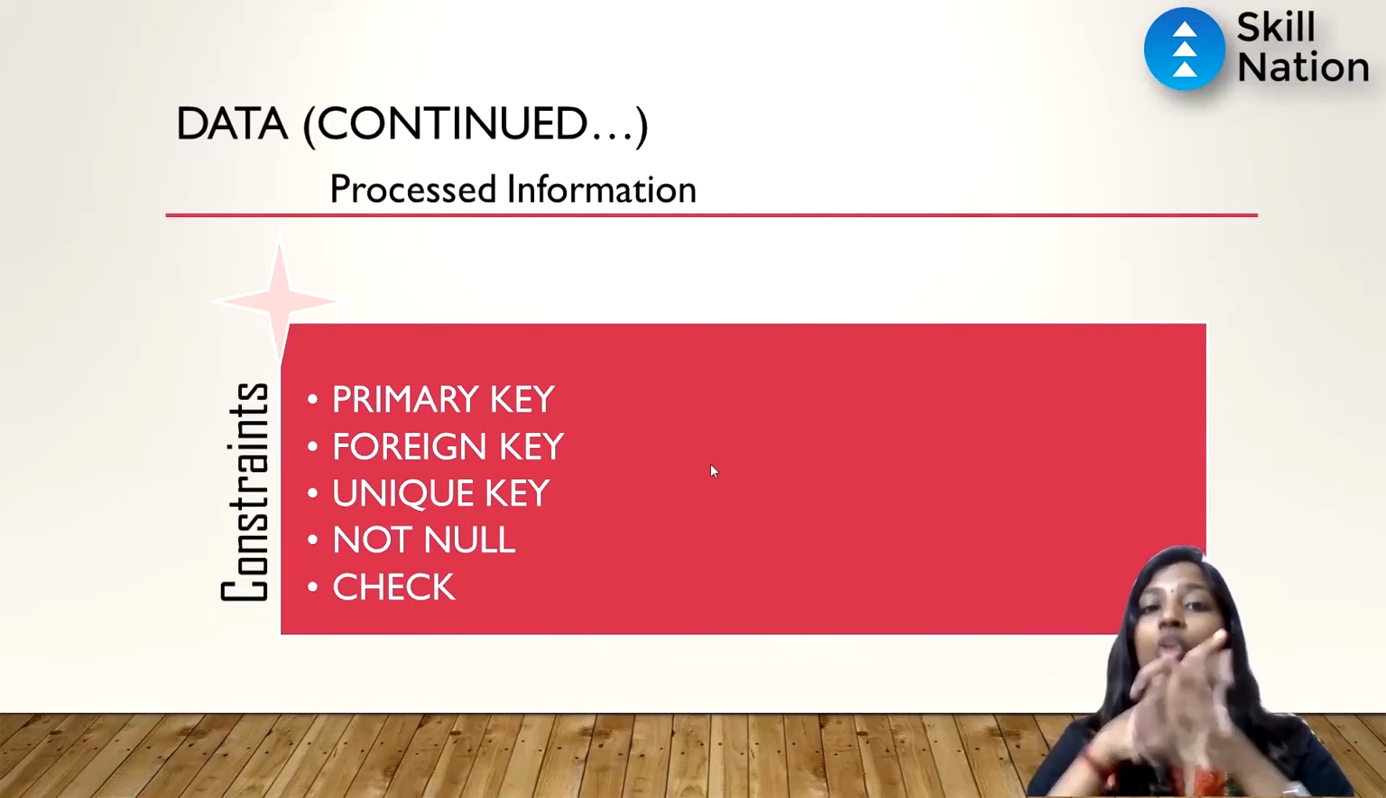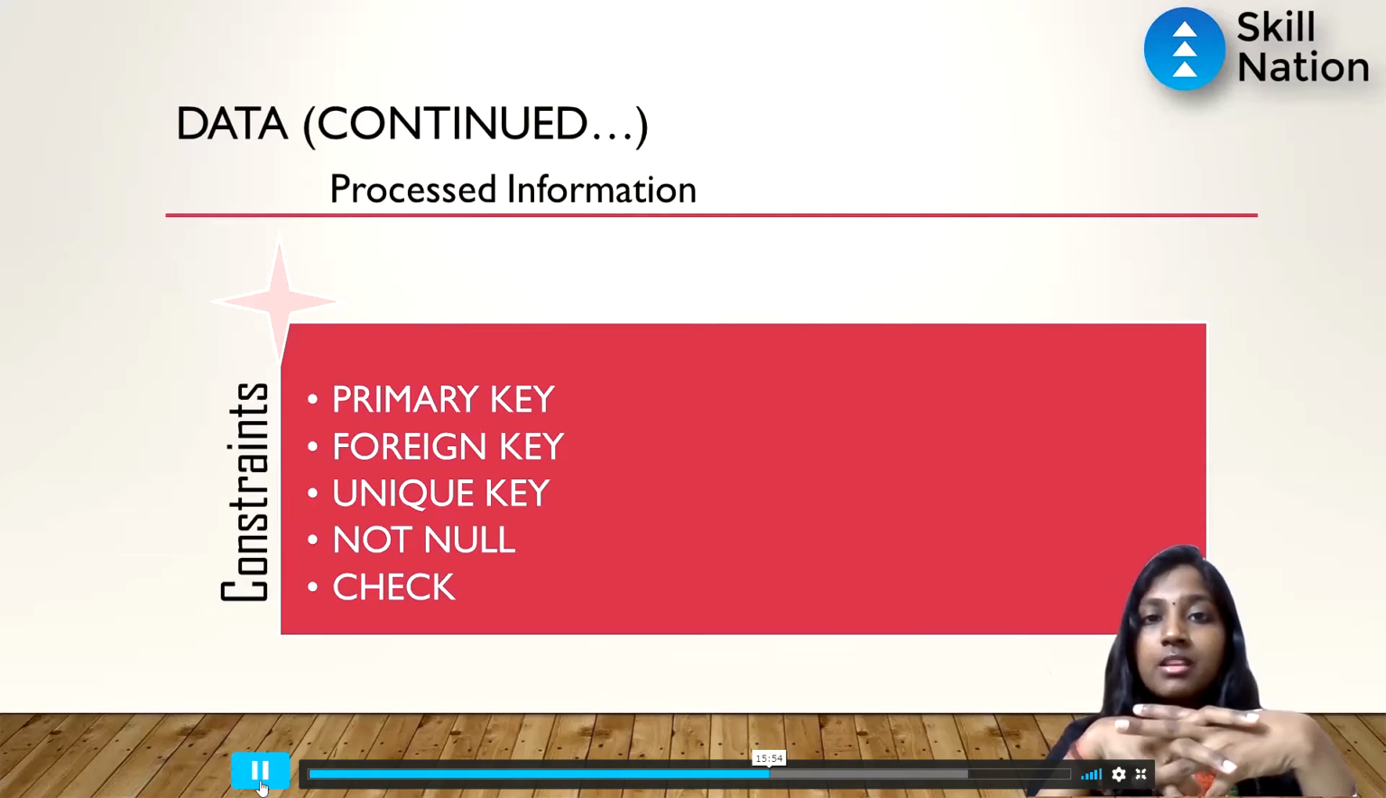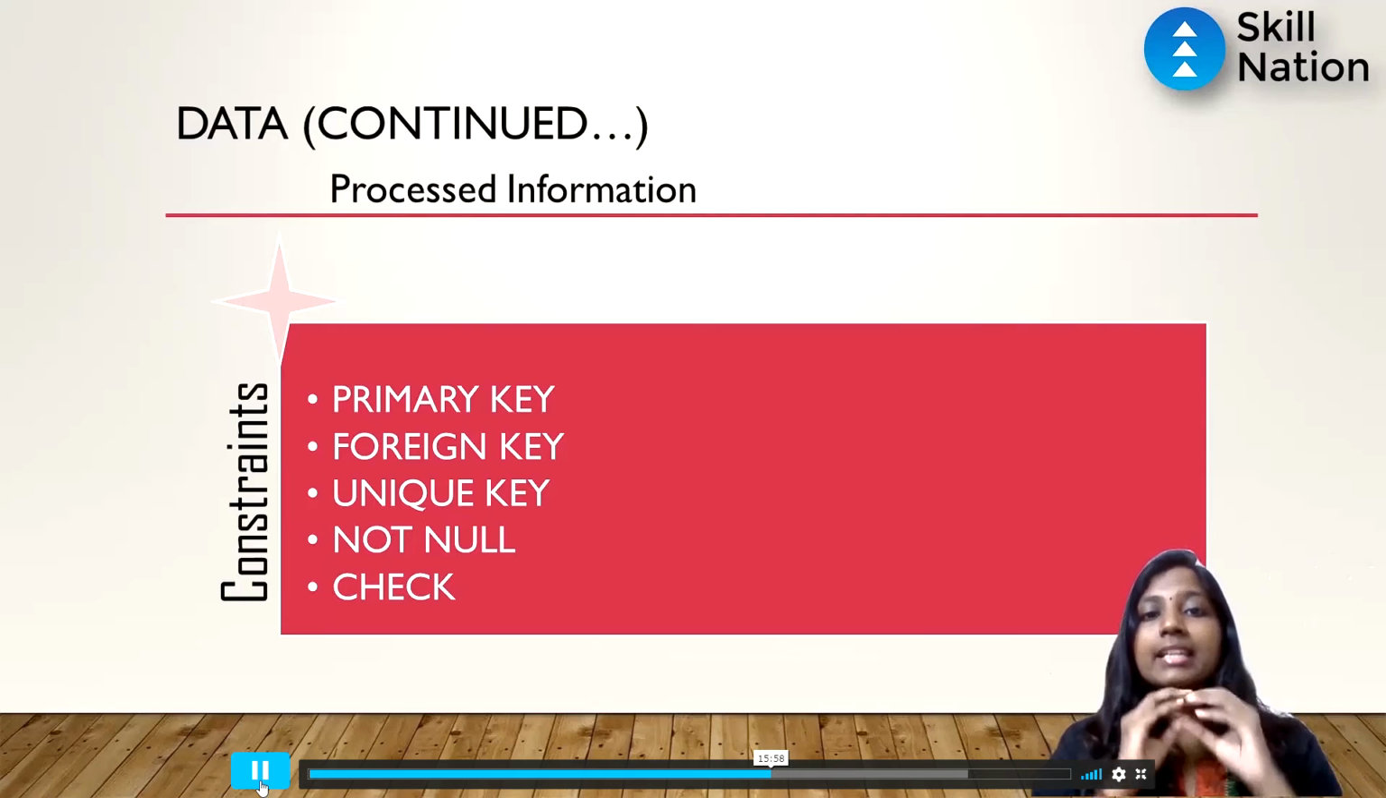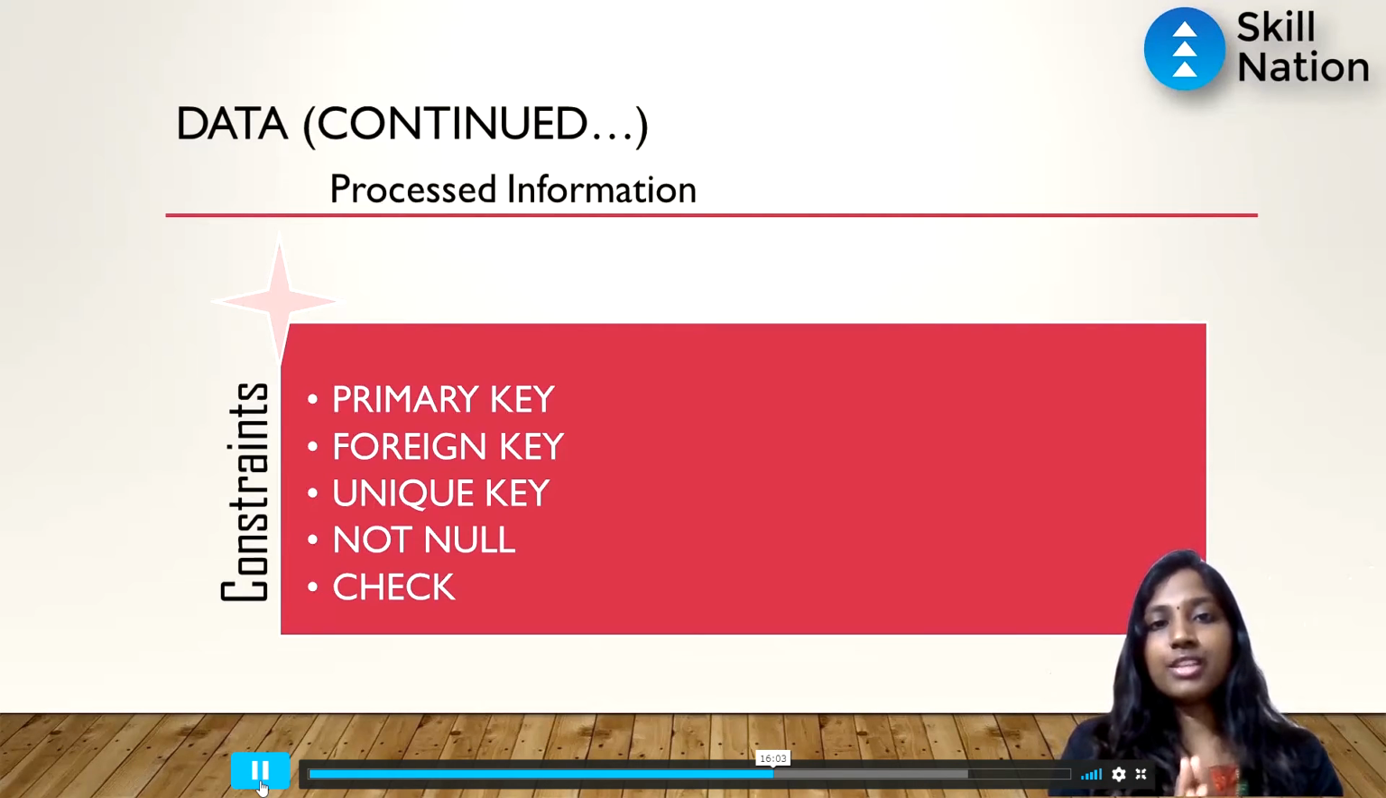Constraints. The second topic, constraints. So we've already seen about the data type. Now what we're going to see is data constraints. These are the 5 important data constraints: primary key, foreign key, unique key, not null, and check. We'll see one by one.